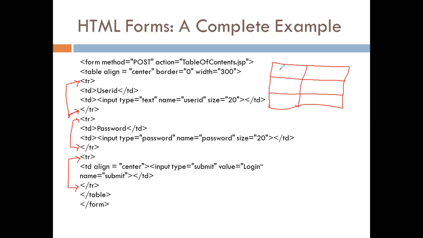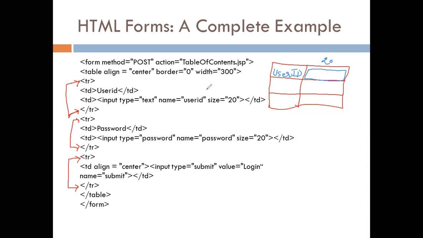Now inside this, it's a TD tag. So what is there in the TD tag? That is user ID. So here we will have the user ID. Then here it is the box. So a box will appear here where we can type the user ID. And its size is 20, meaning it is capable of handling 20 characters. So even though we can type more characters, at a time 20 will be visible.